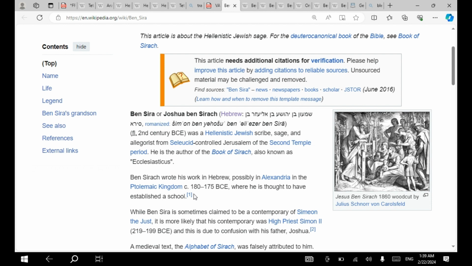Ptolemy, during the reign of the Ptolemies, was reigning in Egypt. He was one of Alexander's successors. Around 175 BCE to 180 BCE, he is thought to have established a school. He was a teacher. While Ben Sirach is sometimes claimed to be a contemporary of Simon the Just. You know Simon? One of the disciples of the Messiah. Simon was one of the disciples of the Messiah.